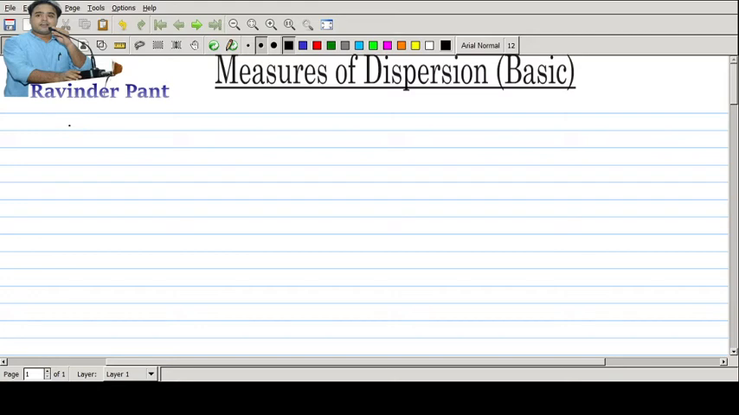So this is the second lecture in the measures of dispersion series. In the previous class we studied the first measure of dispersion, easy to calculate, easy to understand, but with a lot of demerits. Though having some demerits, this particular measure of dispersion is used in a variety of decision making processes.